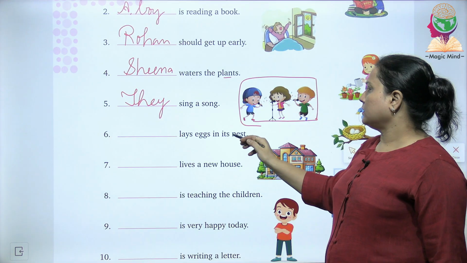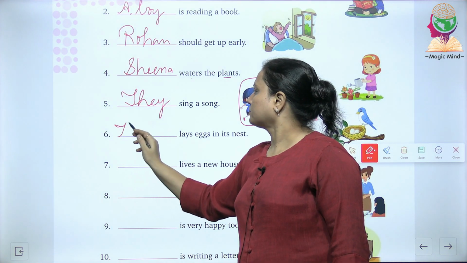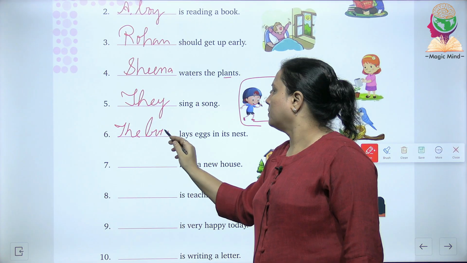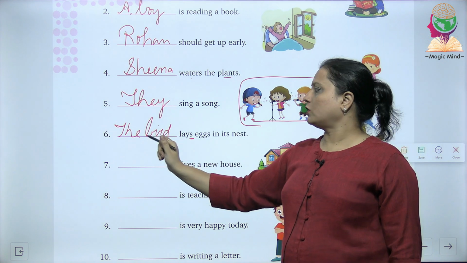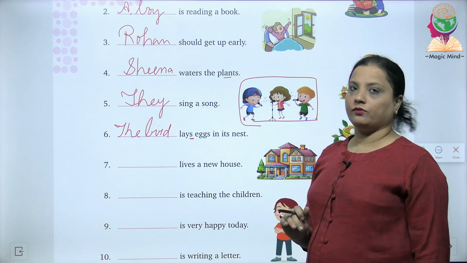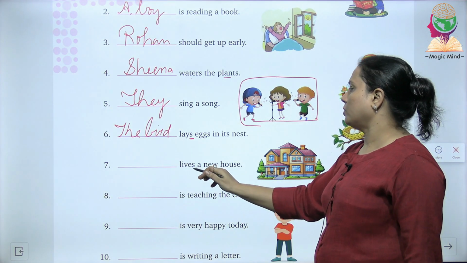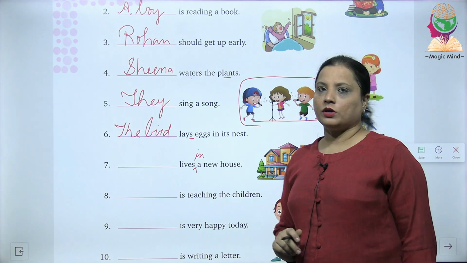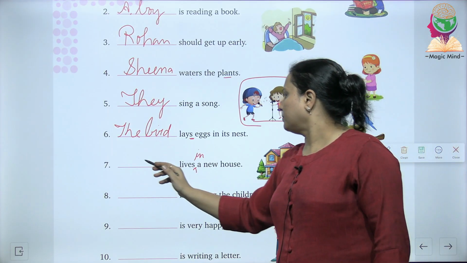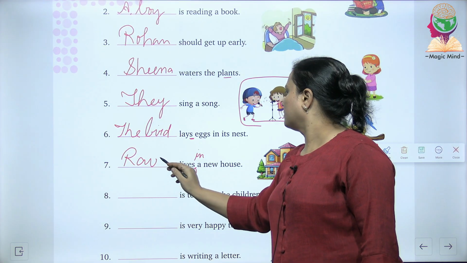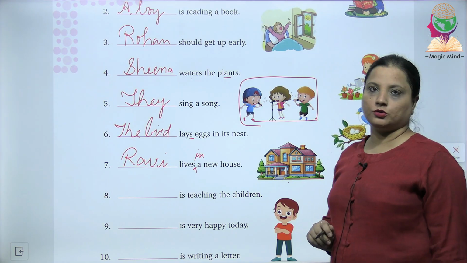Dash lays eggs in its nest. Now who is laying eggs? The bird is laying eggs. So you can write over here the bird. Since they have given the word S over here, lays means they are talking about a singular person. Hence I have written the bird. Okay. Then now let's move to the 7th point. Dash lives. Now the word over here is missing in. So you can write the name of any boy, any person, any girl. You can write here Ravi lives in a new house. The picture of a house is mentioned over here.